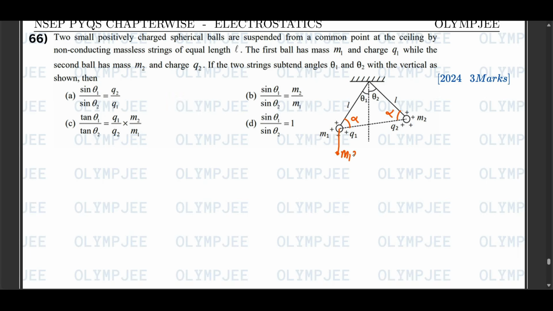m1g is here, m2g is here, and force is here, and force is here. So this will also be equal to theta 1, right? And this will be equal to theta 2. And then we can find the equilibrium equation in the direction perpendicular to the strings, right?